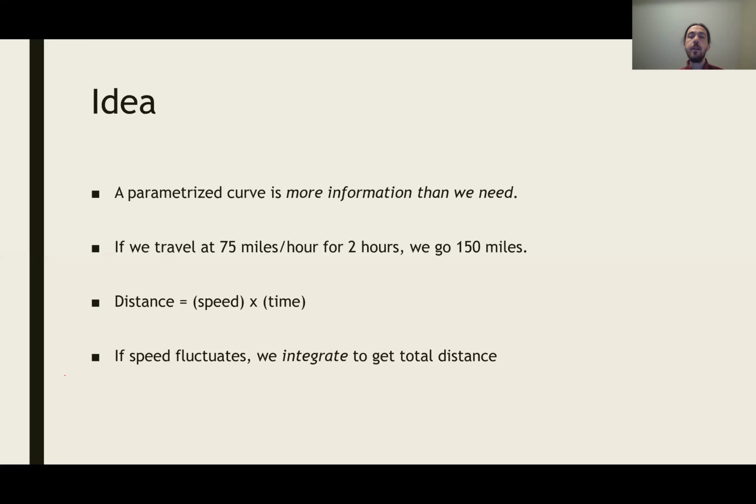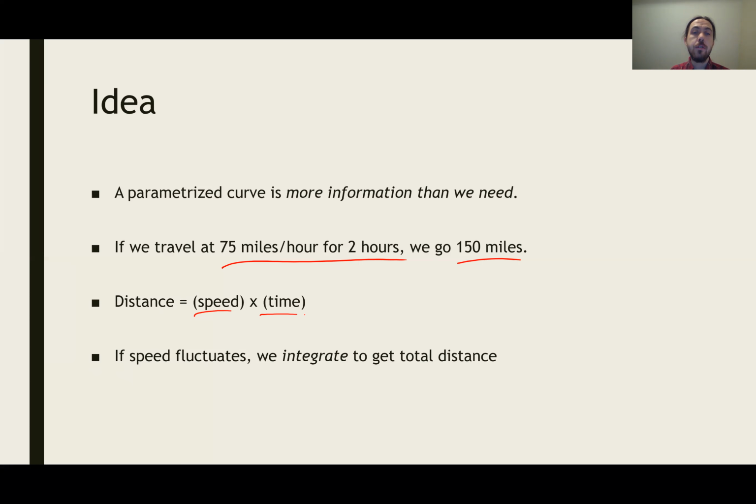The main idea of this is that if we have a parameterized curve, we don't need to know what direction it's moving. We can just calculate the distance it moves, and the rate of change of distance is speed. If we're going at 75 miles an hour for 2 hours, we go 150 miles, full stop. Doesn't matter what direction we're moving, etc. So to calculate the total distance we traveled, we multiply speed by time if our speed is constant. But if the speed fluctuates, we should instead integrate.